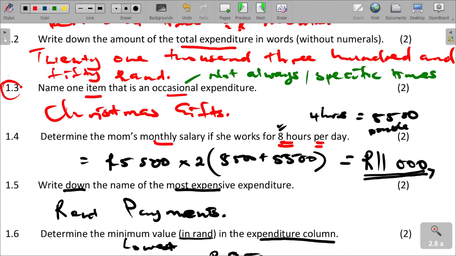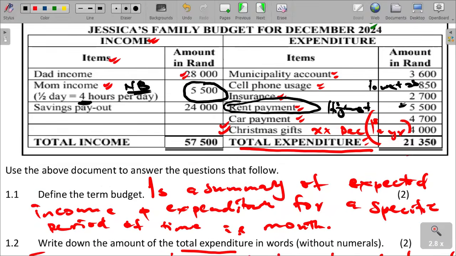Then number 4 says, determine the mom's monthly salary if she works for 8 hours per day. On the budget, the income of mom and dad is given. Mom's income is given for half a day, which is close to 4 hours per day. That is why you see this NB that I have marked. So the mom is going to work for 8 hours.